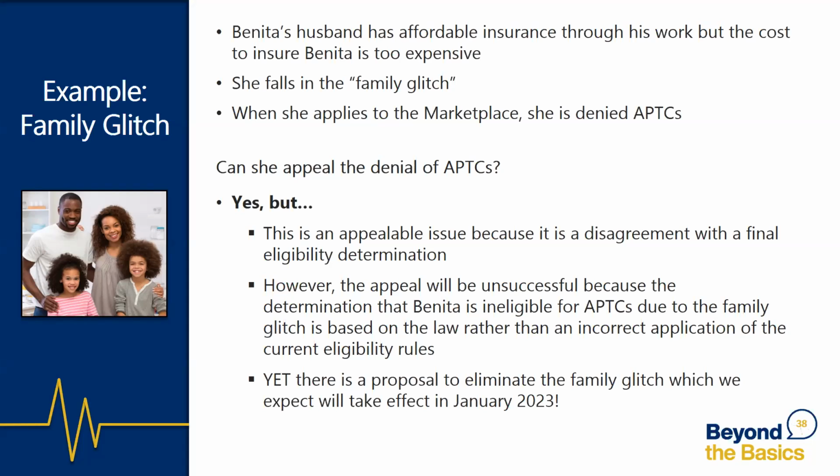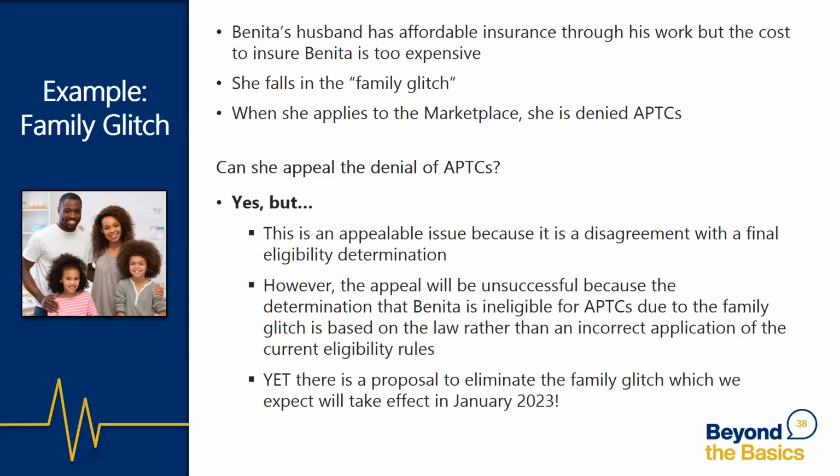work, but the cost to insure Benita and the children is just too expensive. And the way the current rules work, if the coverage is affordable for the employee, the cost of coverage for dependents and family members isn't taken into consideration. When she applies to the marketplace, she's denied tax credits because of the family glitch. So can she appeal the denial?